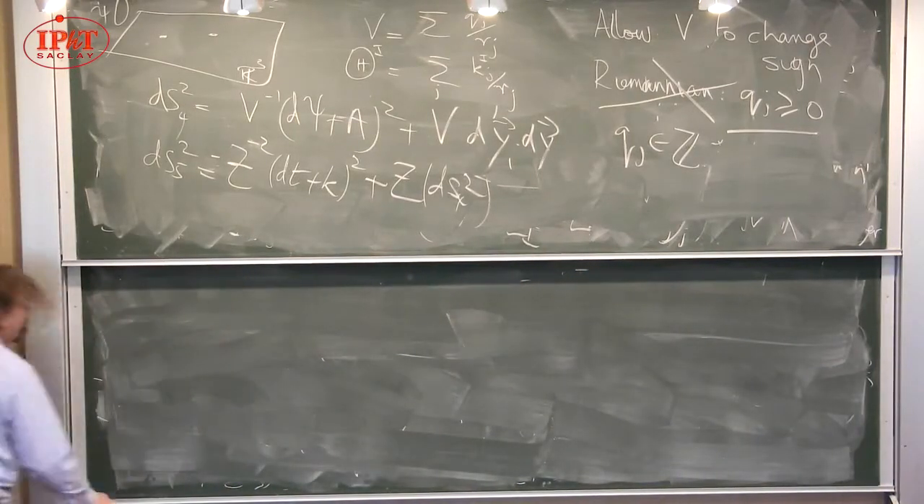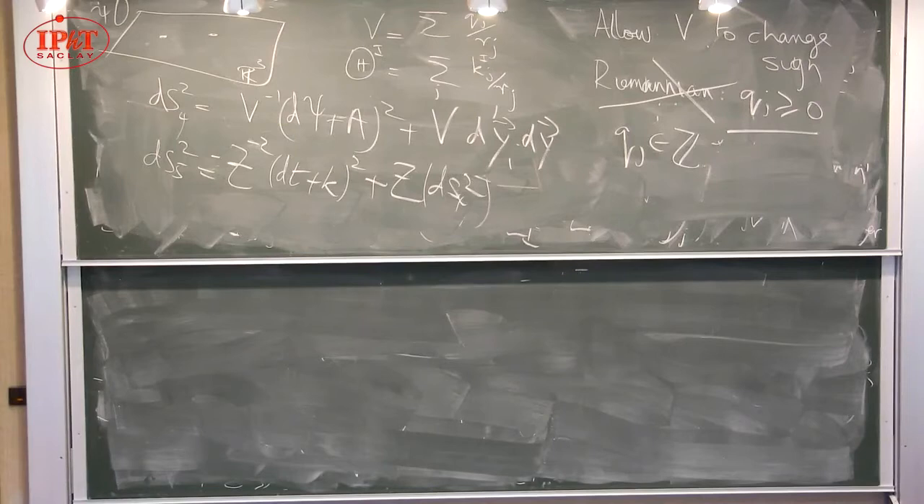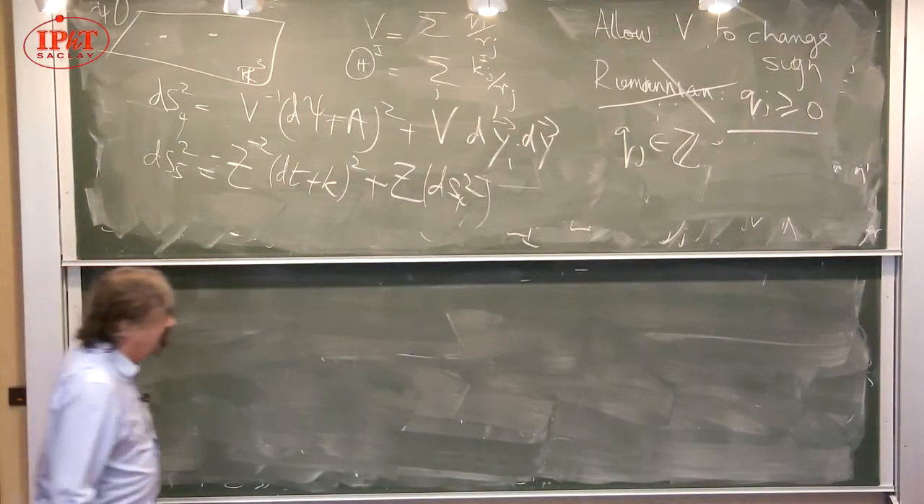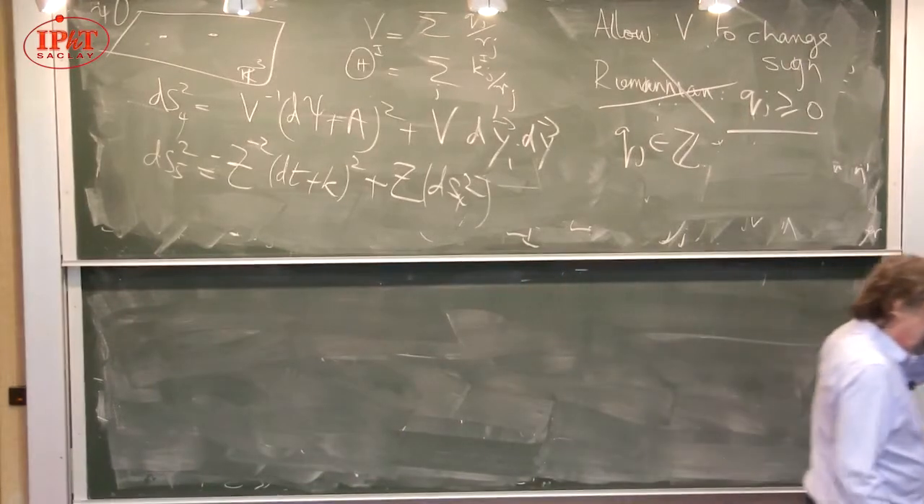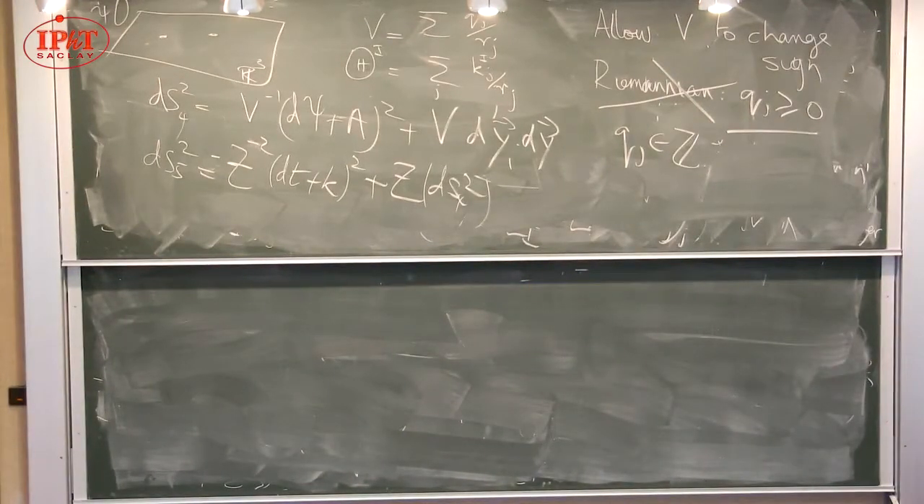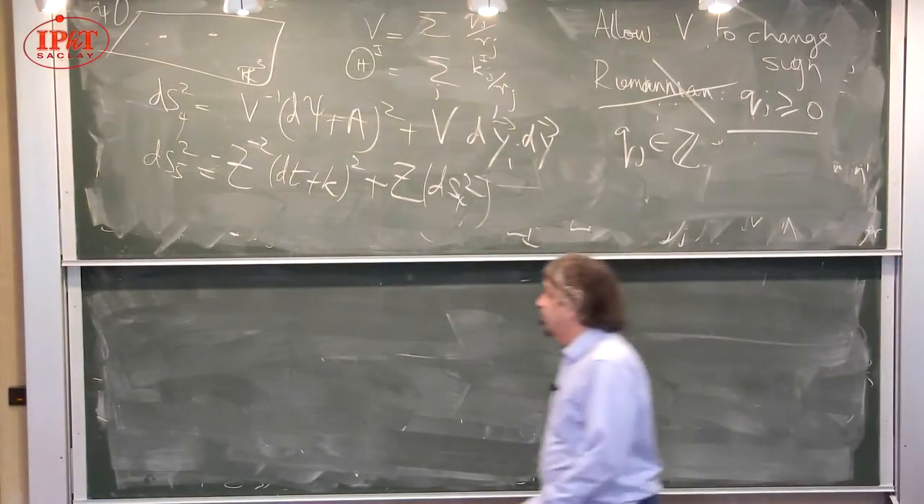Any questions before I proceed? So my claim is that V doesn't have to be positive definite. It can change sign. And in fact, generically, you can accept any hyperkähler metric whose signature goes from +4 to -4. So let's look at it.